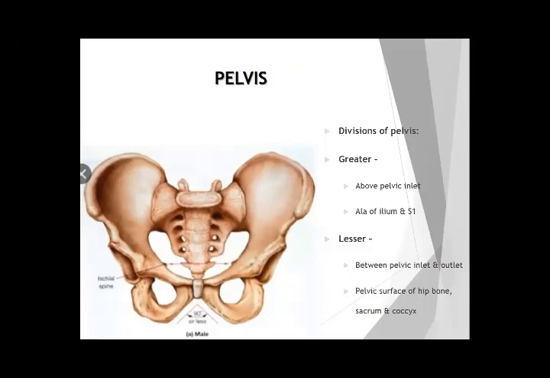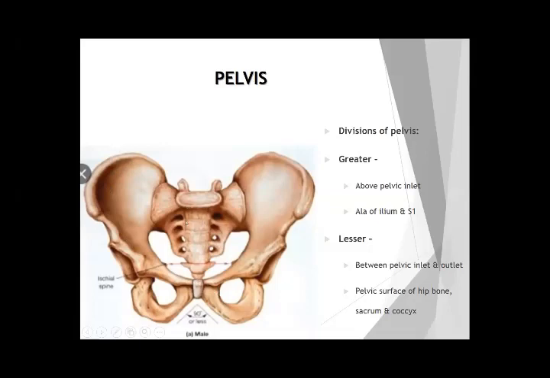We divide the pelvis into a greater pelvis and a lesser pelvis. The greater pelvis is above the pelvic inlet. This area above the pelvic inlet is the greater pelvis. It is bounded by the ala of the ilium, the iliac bones. It is completed posteriorly by the vertebral column and the muscles that join the vertebral column to the ilium, and anteriorly the greater pelvis is completed by the anterior abdominal wall.